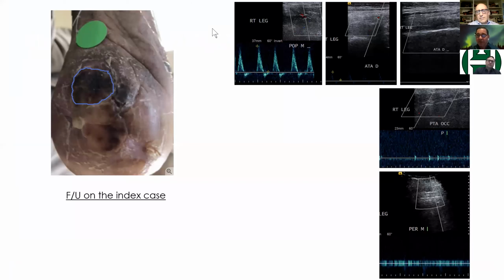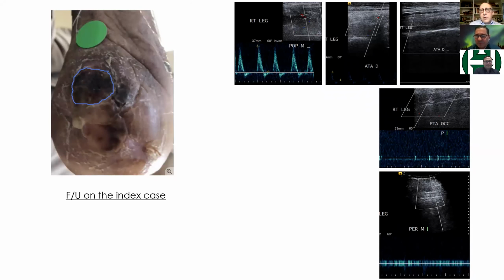So, Joey, let me ask you now, as I didn't ask you, what would you have done with this index case? Remember, this is an 85-year-old woman with this wound. Everyone said get a duplex, so here's our duplex. What do you think? Okay. Looking at this initial duplex, she has a triphasic signal in the popliteal artery.